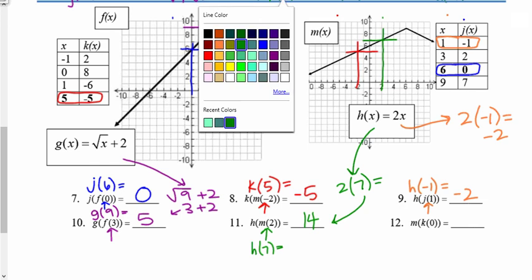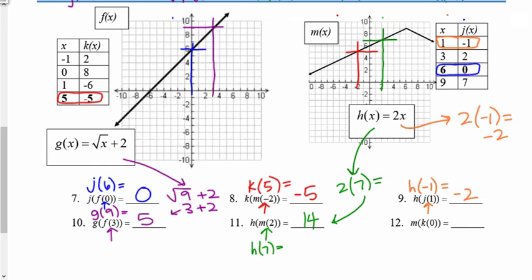And then last one, let's do this teal color again. Starting with k of 0. K is this table over here. K of 0 is 8. So I'm doing m of 8, working my way out. And m of 8 comes from this graph. That y value is 8.